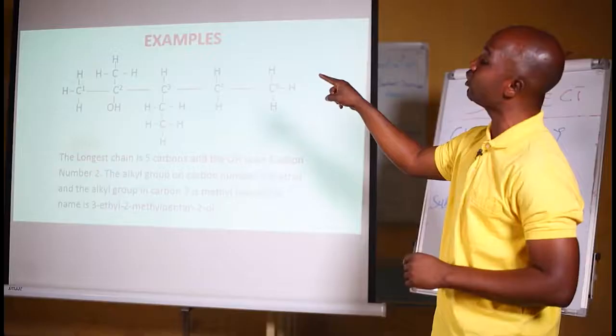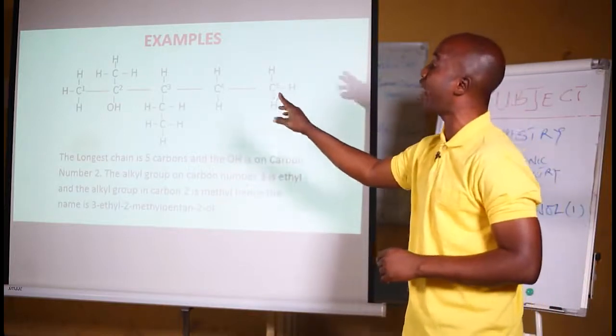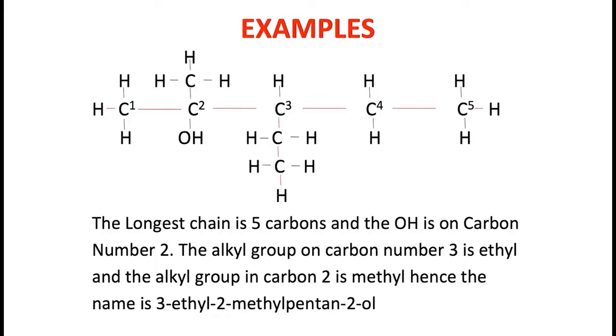Then there is a methyl group that has 1 carbon atom and 3 hydrogens attached to carbon number 2. So the complete name becomes 3-ethyl, 2-methyl, pentan-2-ol. That's the correct name for this compound. I'll take it again: 3-ethyl, 2-methyl, pentan-2-ol.